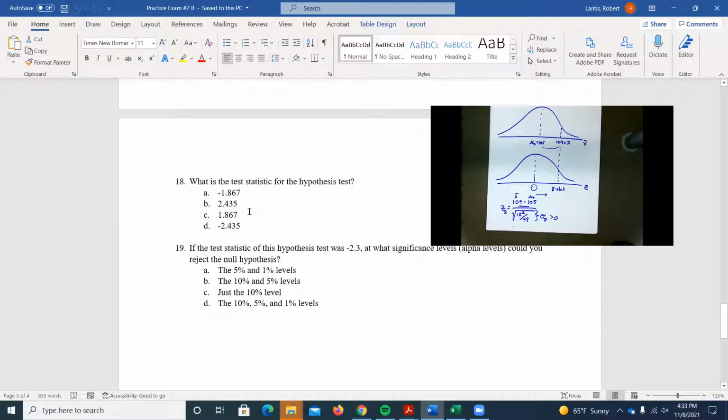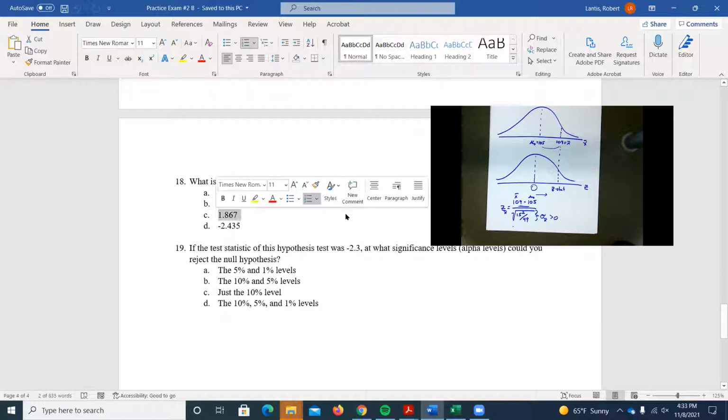Okay. So this is the value of my test statistic. Are we okay with this up to this point?